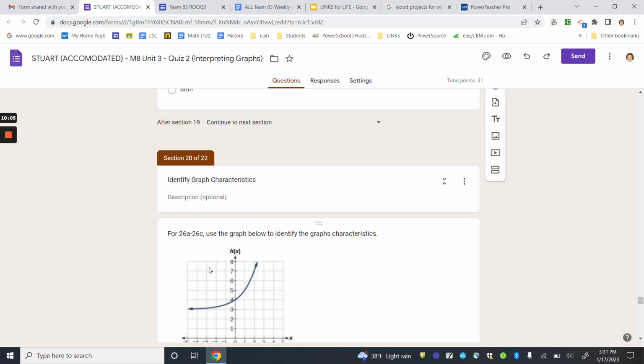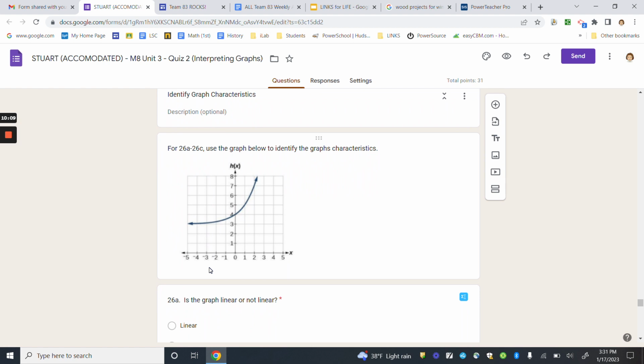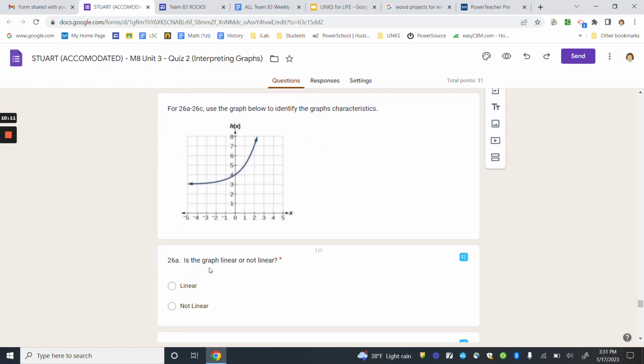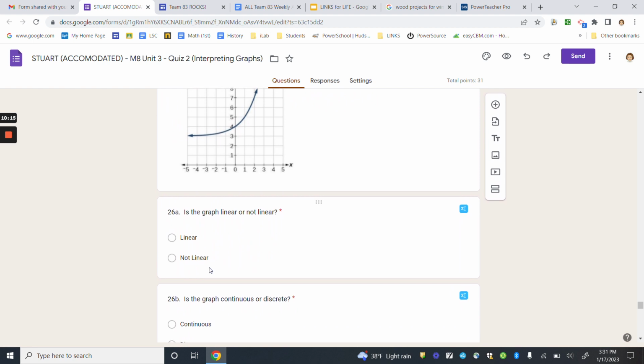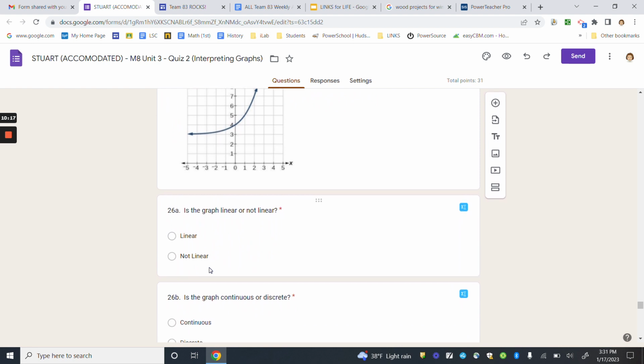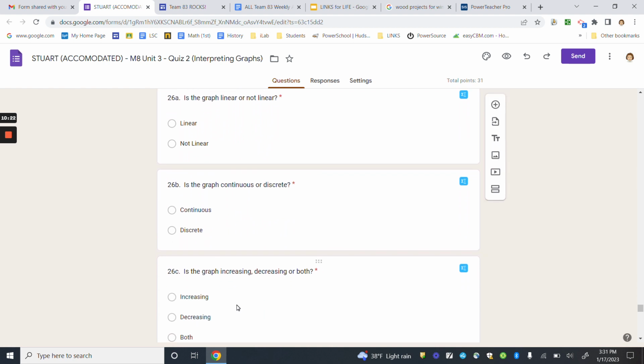We're going to do the same thing for number 26. Take a look at this graph for 26. Is the graph linear or not linear? 26b, is the graph continuous or discrete? Number 26, is the graph increasing, decreasing, or both?